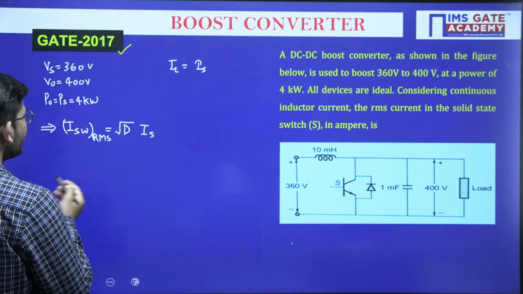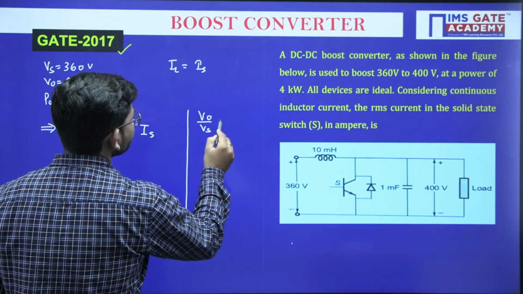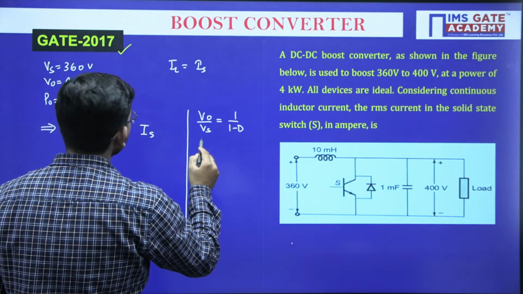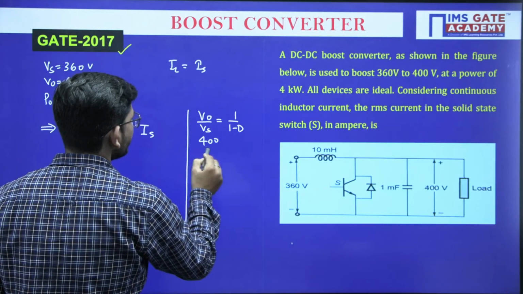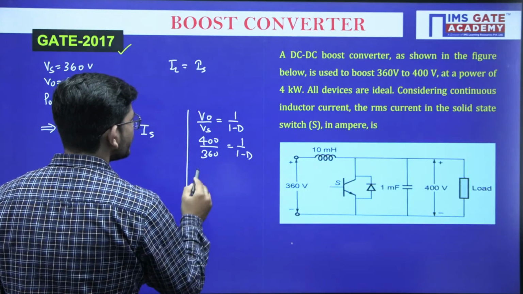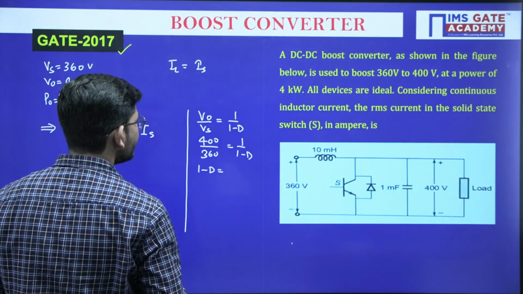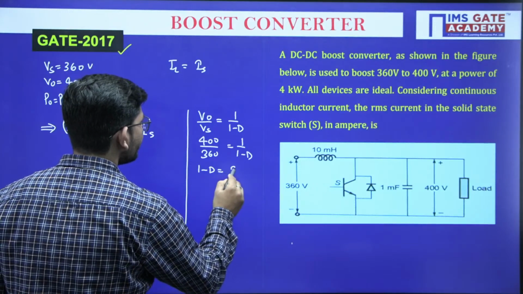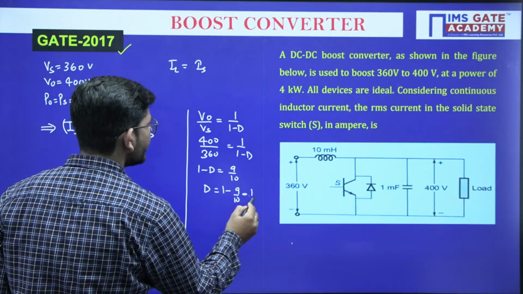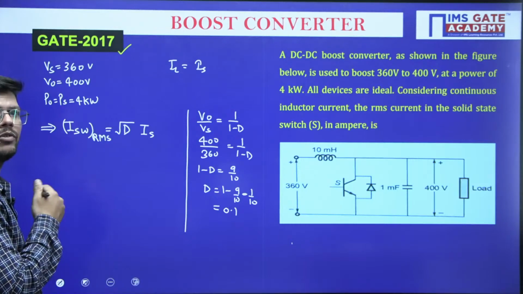Now whether D is given, D we can calculate. How can we calculate D? V0 upon Vs equals 1 upon 1 minus D, isn't it? So V0 is 400 divided by Vs, which is 360, and this will be 1 upon 1 minus D. So 1 minus D will be 9 by 10. So D will be 1 minus 9 by 10, that is 1 by 10, which is 0.1. So we have the value of D right now.